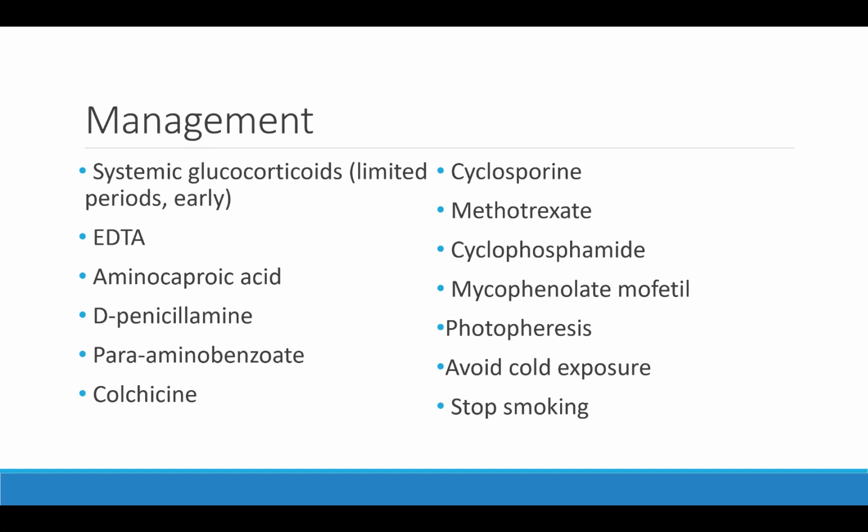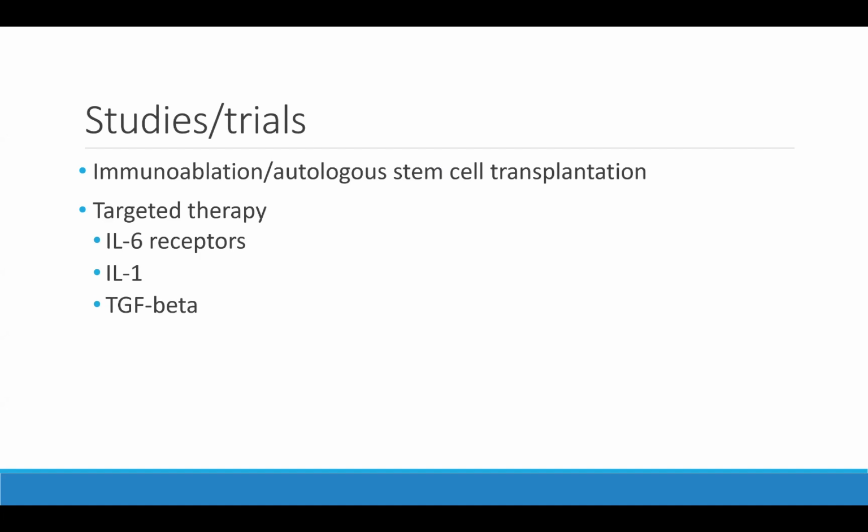In terms of management, systemic glucocorticoids are used early in the disease for limited periods. Other treatment options include EDTA, aminocaproic acid, D-penicillamine, para-aminobenzoate, colchicine, cyclosporine, methotrexate, cyclophosphamide, mycophenolate mofetil, photopheresis, avoidance of cold exposure, as well as smoking cessation. Studies or trials have been conducted in which immunoablation or autologous stem cell transplantation has been tried, as well as targeted therapy against interleukin-6 receptors, interleukin-1, or TGF-beta.